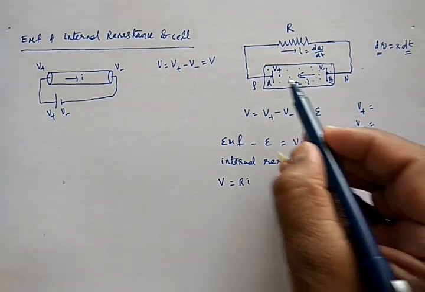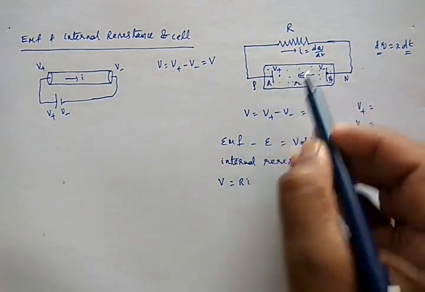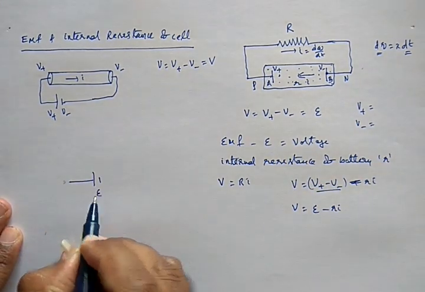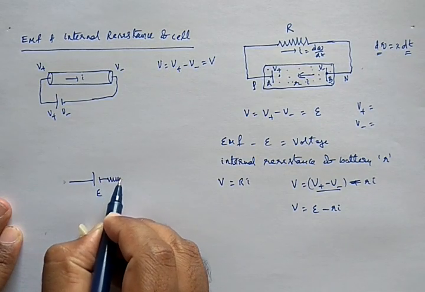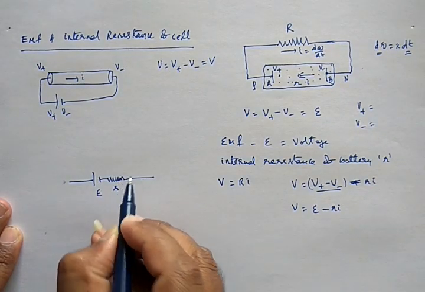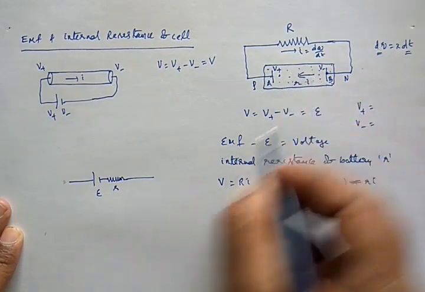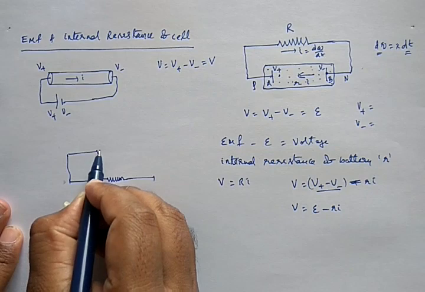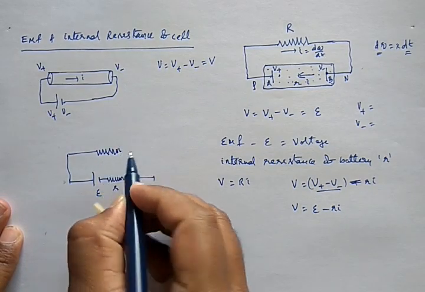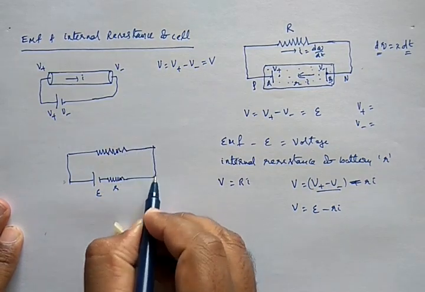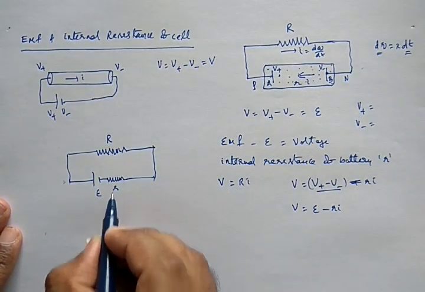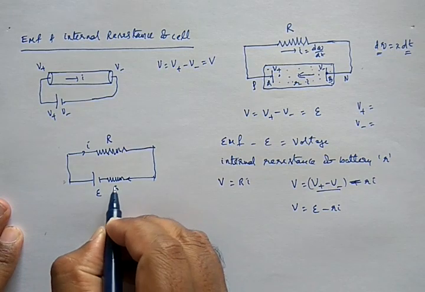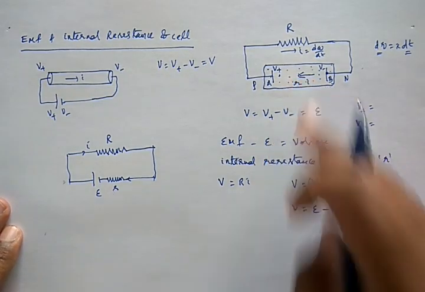I can write the same thing in a different form. Let us see. If this is the battery of EMF E, you can represent internal resistance like this. So the whole battery I can replace like this. When you connect this to an external resistor, let's say R, and this is the internal resistance, then current will be established in this, and the same current must go through the internal resistance also, as I discussed here.